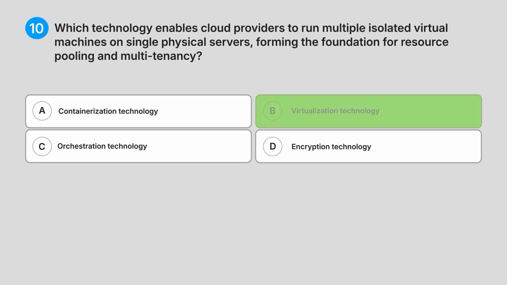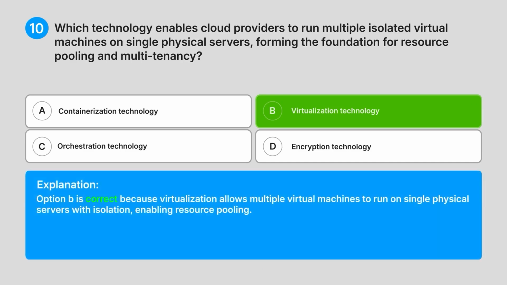Correct answer: B. Virtualization technology. Explanation. Option B is correct because virtualization allows multiple virtual machines to run on single physical servers with isolation, enabling resource pooling.